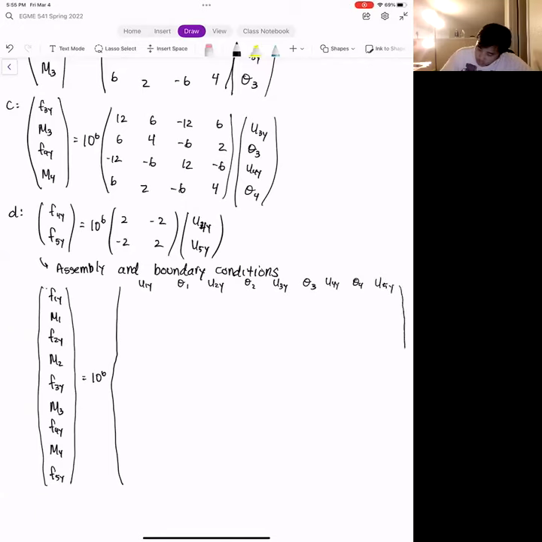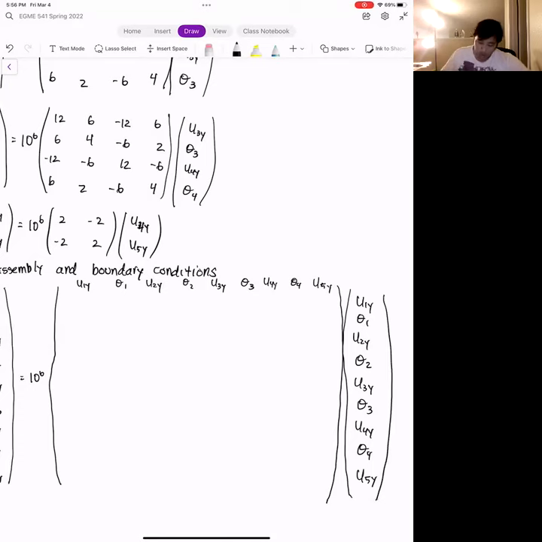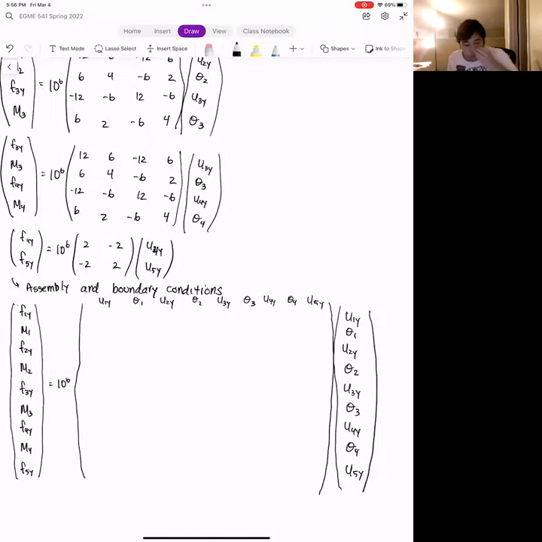U5y. And here we have U1y, theta 1, U2y, theta 2, U3y, theta 3, U4y, theta 4, and U5y. Since we already know what the boundary conditions look like, since we know nodes 1 and 5 are fixed, let's go ahead and apply this right away.